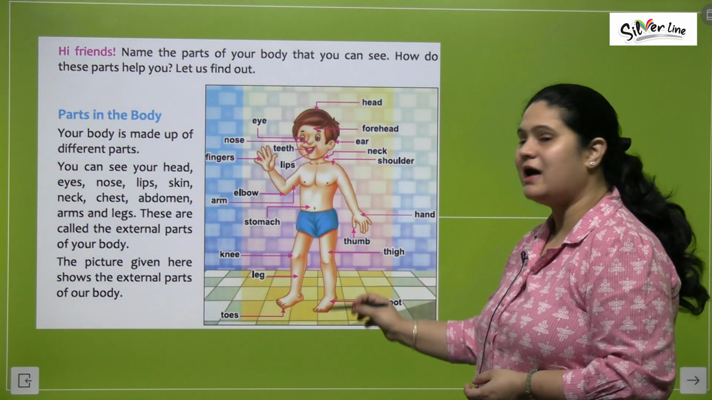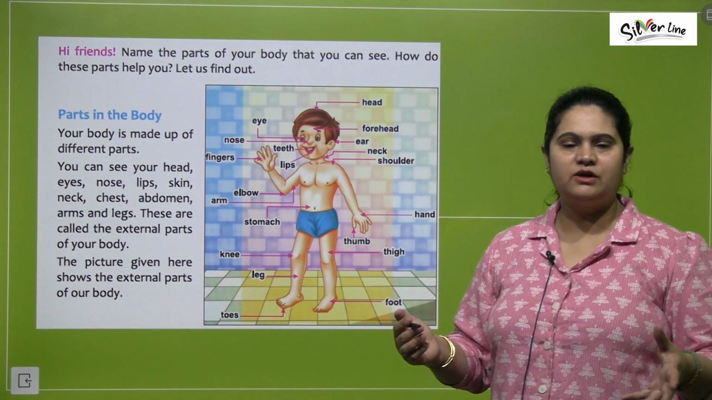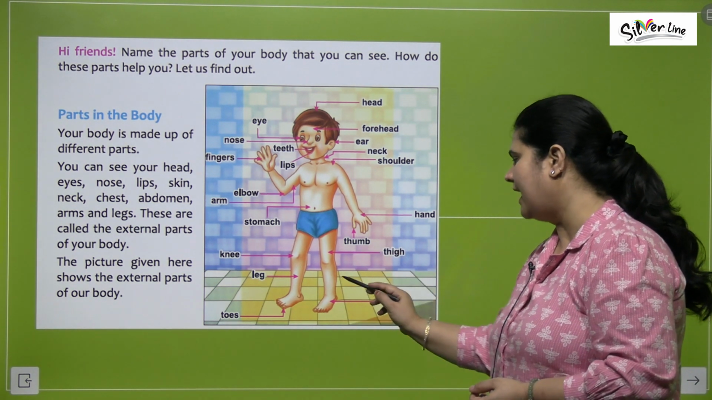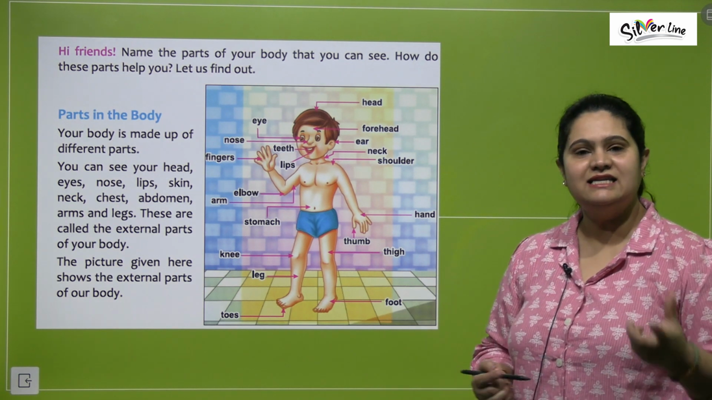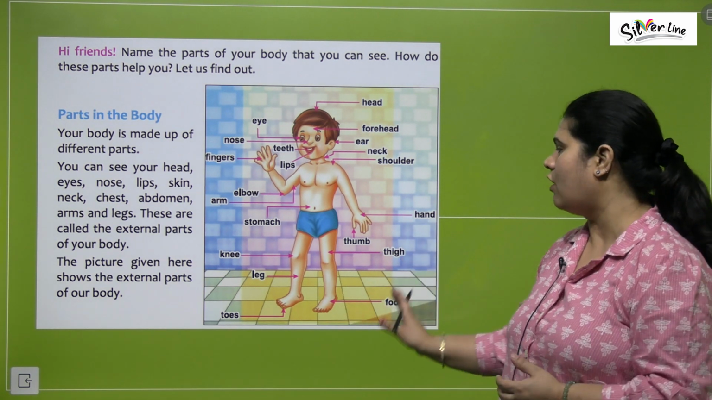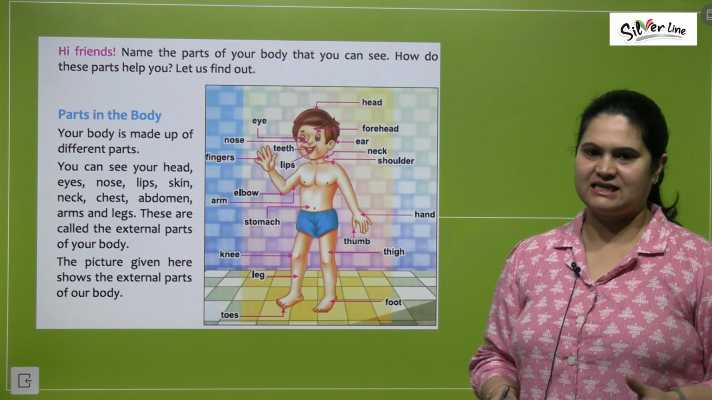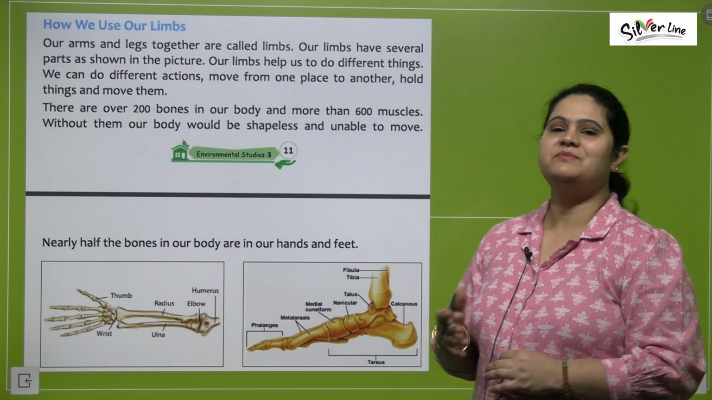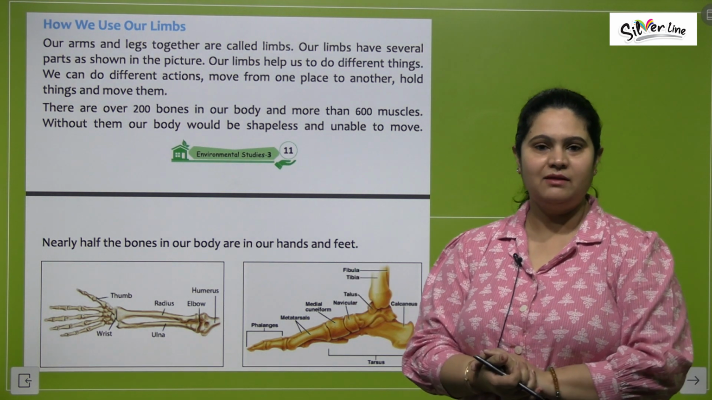And when we talk about legs, legs are also limbs. Legs के क्या parts हैं? Thigh है, foot है, toes है, knees हैं, right? They are all part of our legs. Clear? So in limbs का काम क्या होता है? How do they help us?